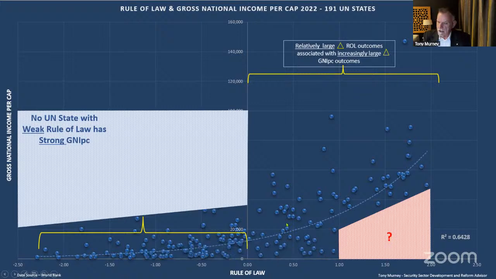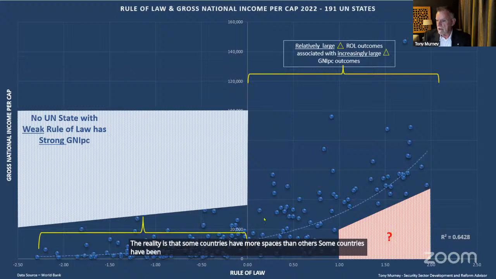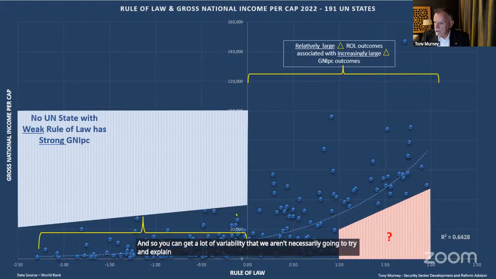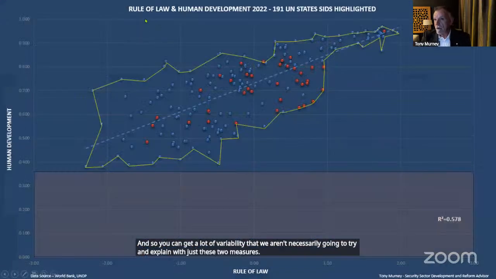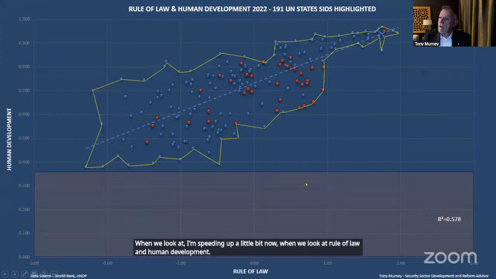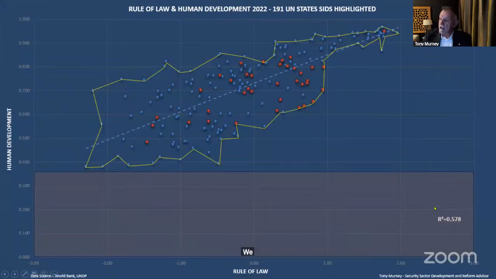The reality is that some countries have more spaces than others. Some countries, or nation states, have been in existence longer than others. And so you can get a lot of variability that we aren't necessarily going to try and explain with just these two measures. When we look at rule of law and human development, we get another association that is still regarded as moderate.